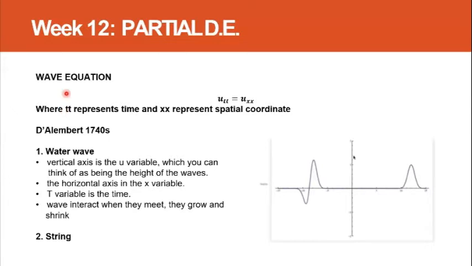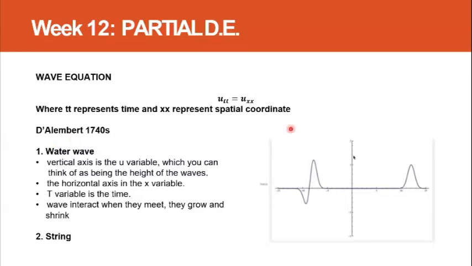For the wave equation, ito yung formula for the wave equation natin. Ang formula natin is we have the u sub tt or yung double t natin, which represents ng time. And for the u sub double x naman natin dito is for the space naman siya or spatial coordinate. And ito is nag-start siya noong 1940s, siya yung nakatuklas nito, which is D'Alembert. And for ang example natin dito is the water wave and also the string.